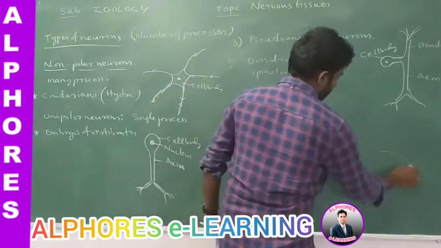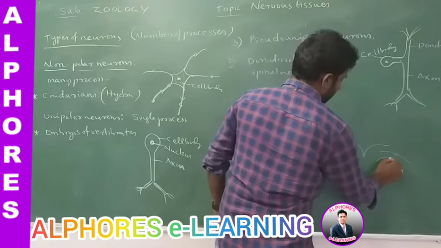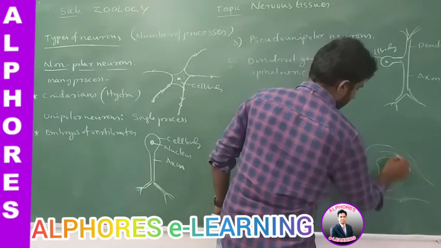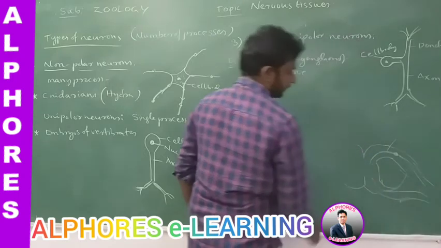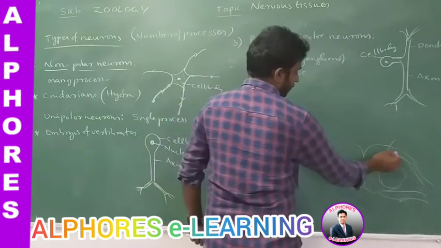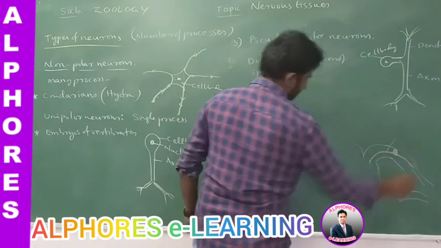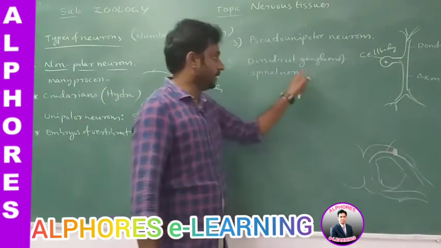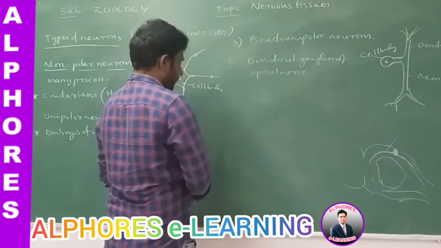In the structure of the spinal cord, on the dorsal side, one ganglion is present, which is called the dorsal root ganglion. This one is the sensory fiber, and this one is the motor fiber. Here the ganglion is a type of pseudo-unipolar neuron. This is the cell body. From the cell body, two processes: one acts as dendrite, one acts as axon. The dorsal root ganglion of the spinal nerve is an example for the pseudo-unipolar neurons.